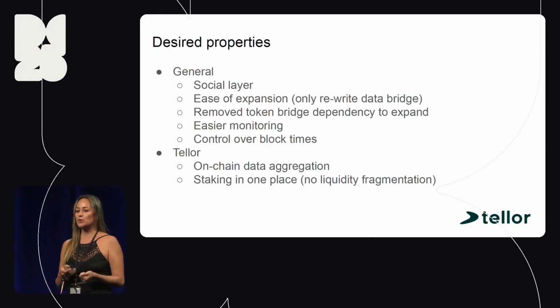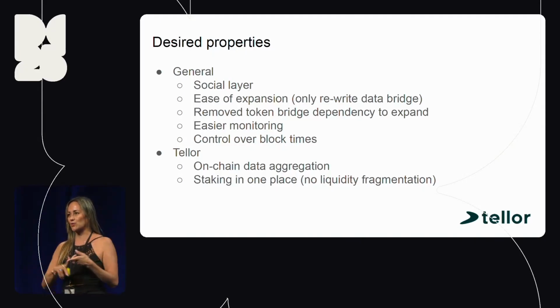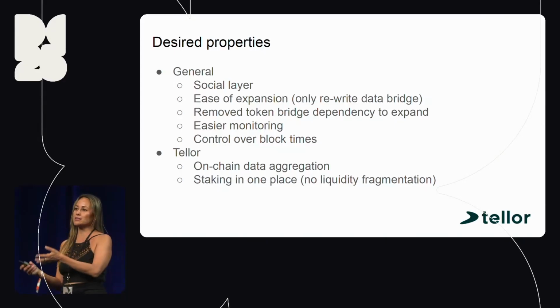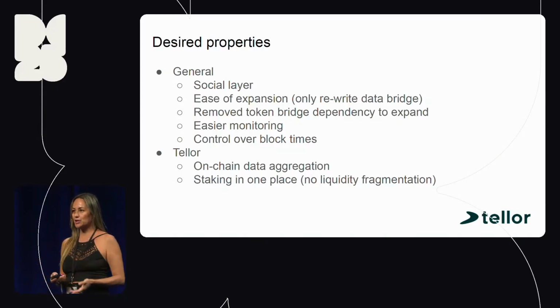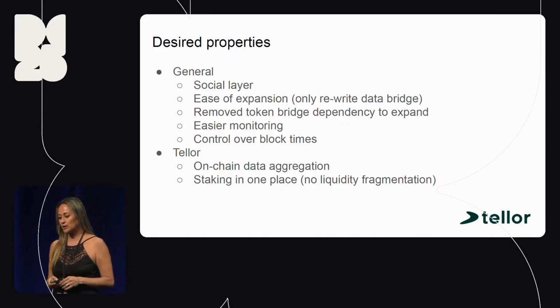And one of the things that we really wanted to make sure that we had, one, we wanted to have an easier way to expand, so no more reliance on bridges, and also an easier way to deploy on different ecosystems with different languages. So instead of rewriting the whole system in a new language, we would just rewrite the light client bridge, and then we can bridge over data. And one of the main aspects that we wanted to have as well was a social layer.